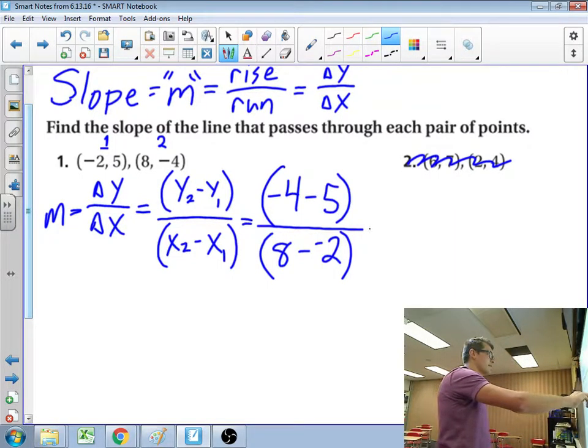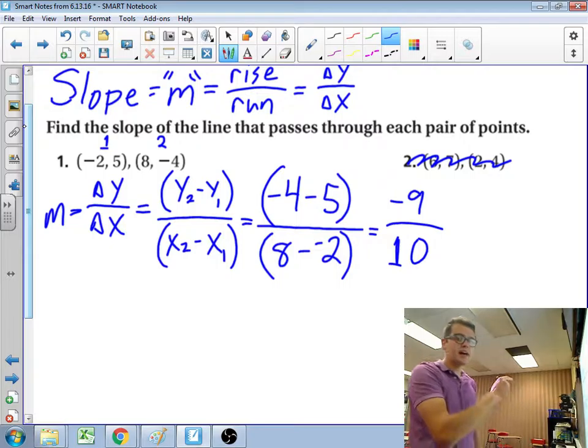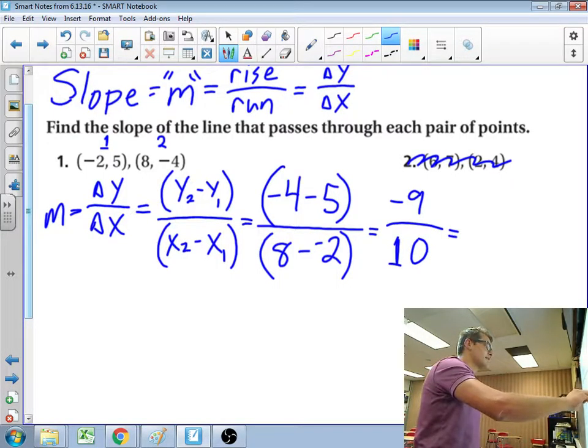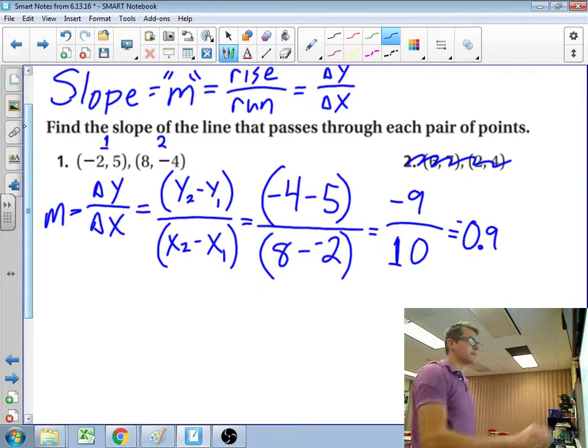-4 minus 5 gives me -9. 8 minus a -2 is actually going to give me a positive, or turn into addition, because minus a negative turns into addition, because it's the opposite of subtraction, or the opposite of a negative. And that gives me -9/10, which if I would want to write as a decimal, I could write -0.9.